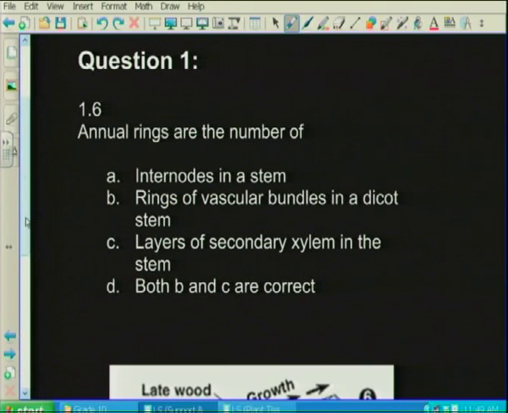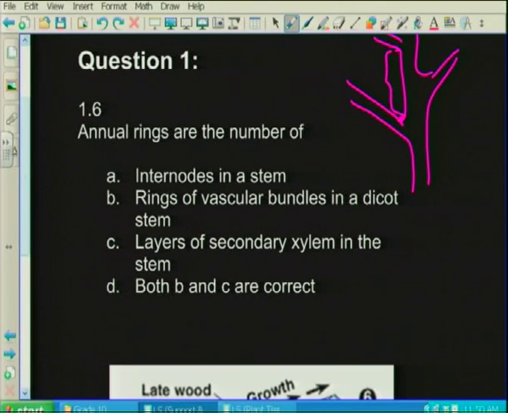Now the question is, the annual rings are the number of, your first option is internodes in a stem. Now if you think back to the external structure of a stem, your internodes was this area. So you had your node there and a node there, and it's this area here that we call the internode. So no, it is not the internodes of a stem.